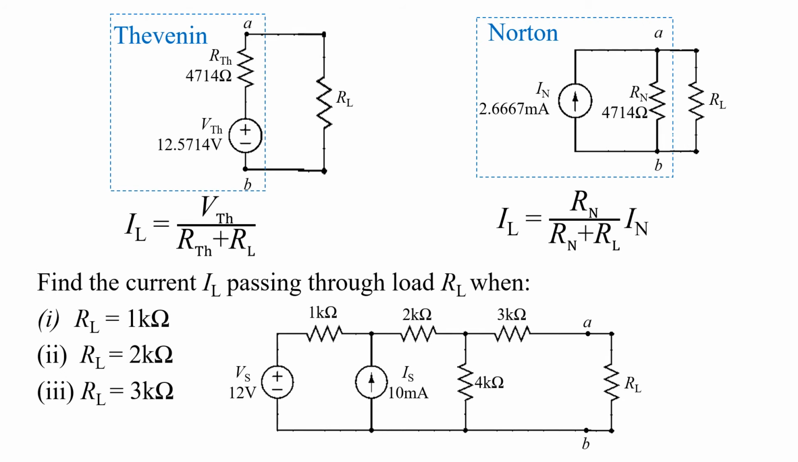After we found the Thevenin voltage VTH, the Norton current IN, and also the equivalent resistance RTH and RN, we will be able to draw the Thevenin equivalent circuit and also the Norton equivalent circuit. So get back to our very first question, to find the current IL passing through the load RL, when RL keeps changing from 1K, 2K to 3K. With the Thevenin equivalent circuit, we can just simply substitute the value of RL, keep changing that value of RL to find the IL. Same for the Norton equivalent circuit, we can just change the value of RL to find the IL.